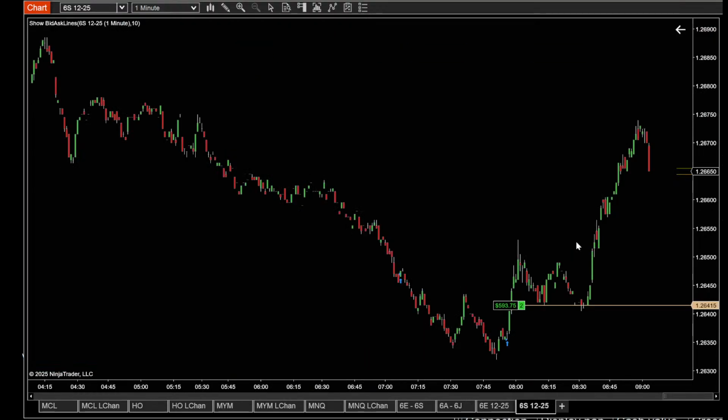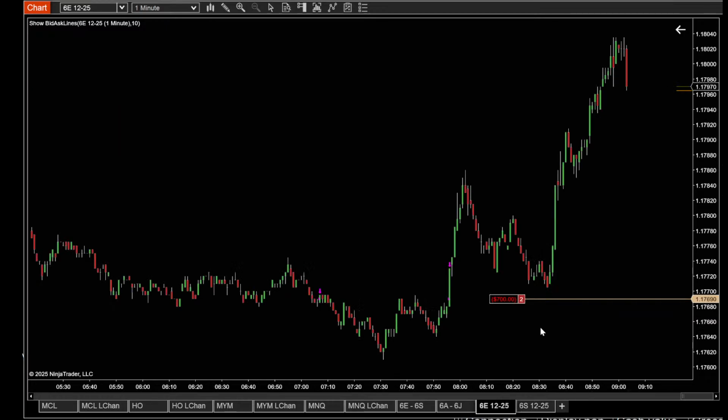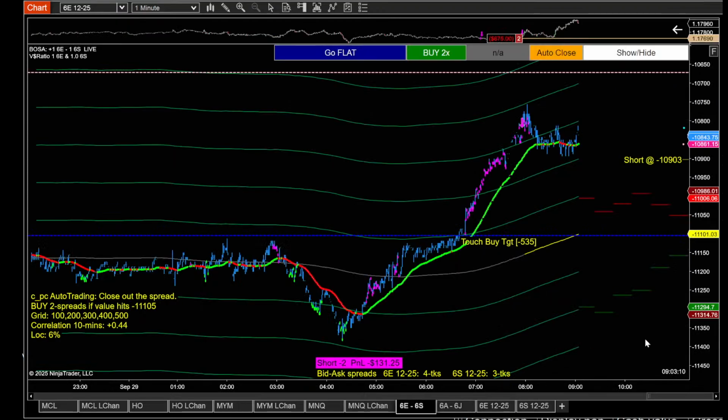Let me bring that up again. This is 6S. Getting out here means we've locked in about $600 in profit. And we're then still short two 6E contracts. I'm going to hold on to it though. I'm going to wait for the spread theory to work out. So let's stay the course.